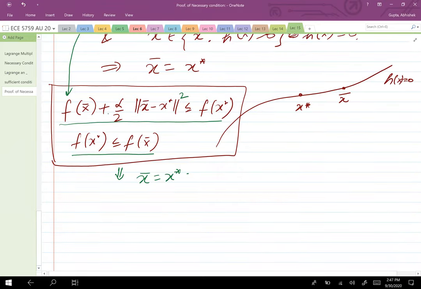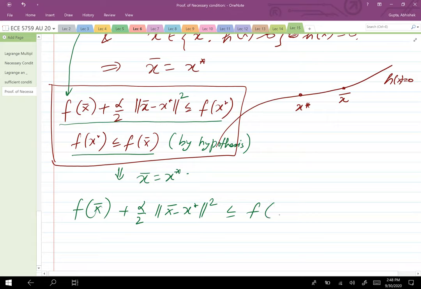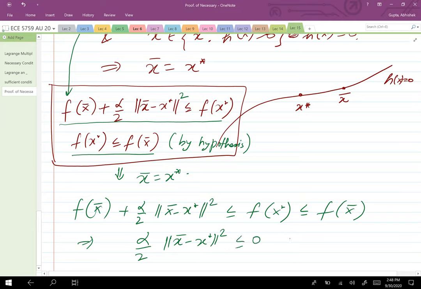So you agree with the first statement because that's part of the proof we have done before. And this statement you agree with because it's by assumption, by hypothesis. So then I have f of x bar plus alpha over 2 norm of x bar minus x star squared is less than f of x star, which is less than f of x bar. So this implies alpha over 2 norm of x bar minus x star squared is less than or equal to 0. This implies x bar is equal to x star.